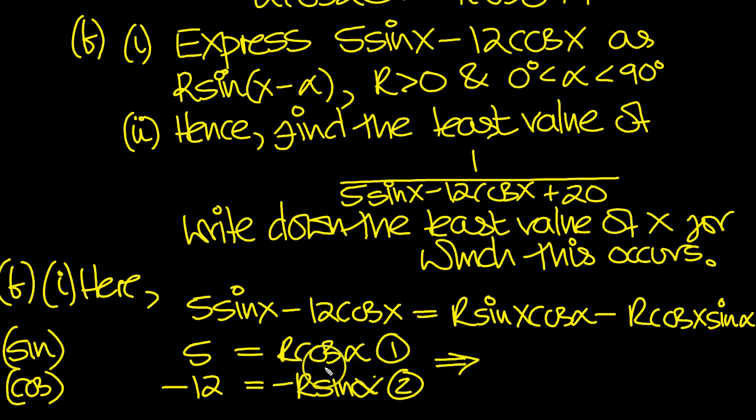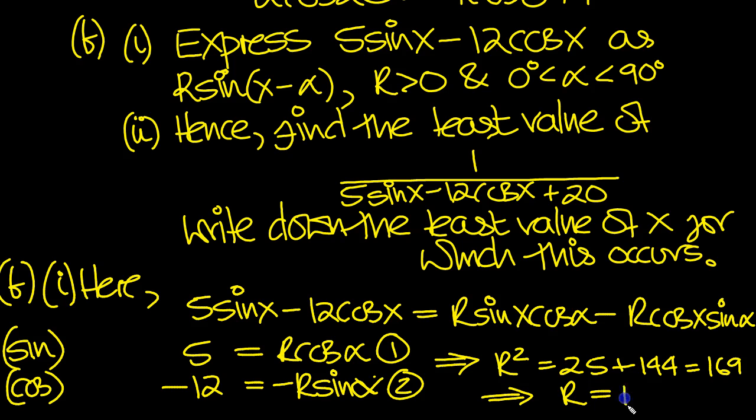Now we can do the standard thing. Square these and add them, and we get R squared equals 25 plus 144, which is 169. We can then square root both sides to give R equals the square root of 169, which is 13. So there's R.